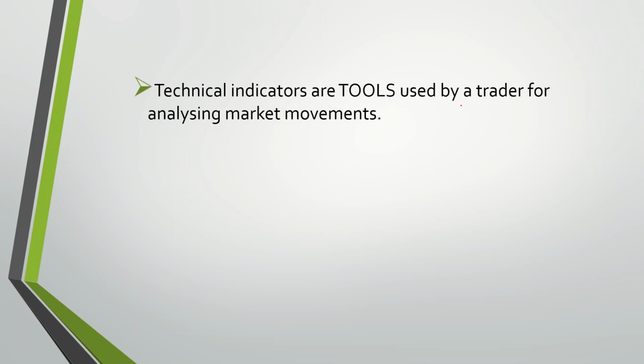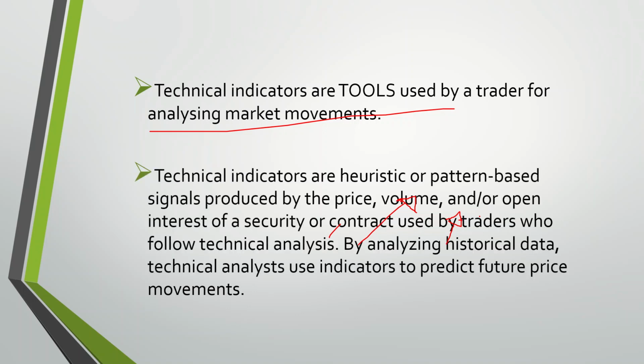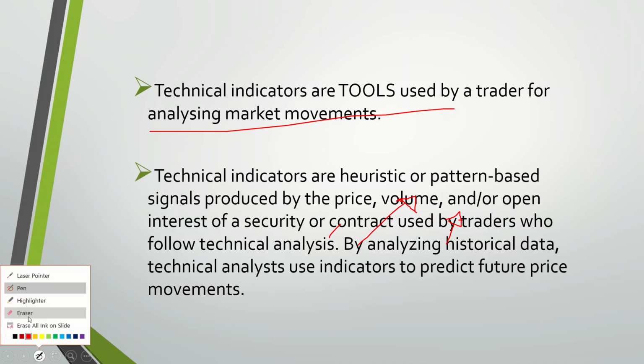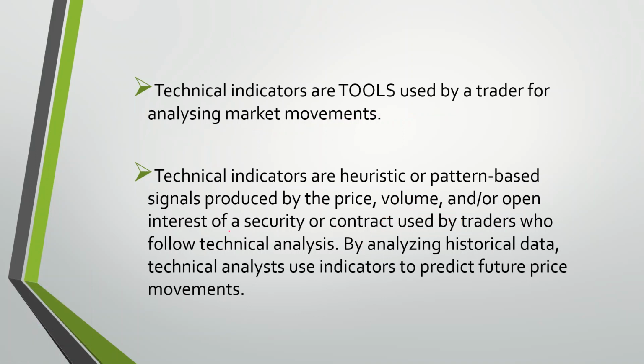Technical indicators are tools used by a trader for analyzing market movement. These indicators tell you different factors. Let's say an ADX indicator will tell you the strength in the market, and the MACD will tell you the momentum of the market, right? And the moving average will tell you the position of the current market, whether the market is overpriced or underpriced according to the average price.